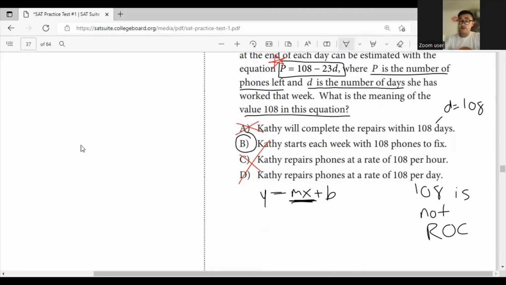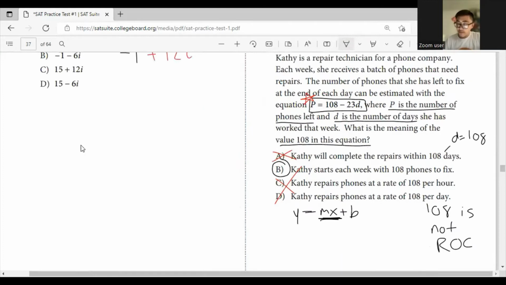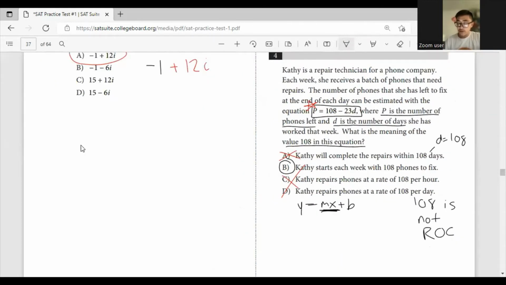Feel free to also look at that problem if you weren't sure how I approached some things. All right, on to the next problem.